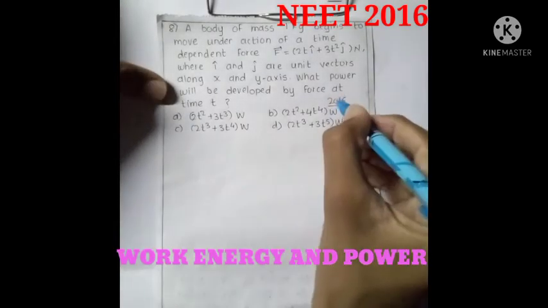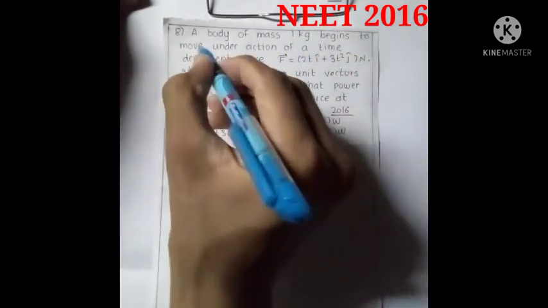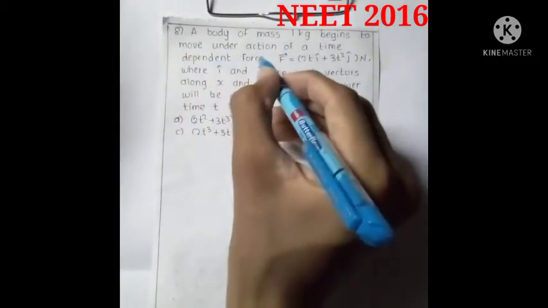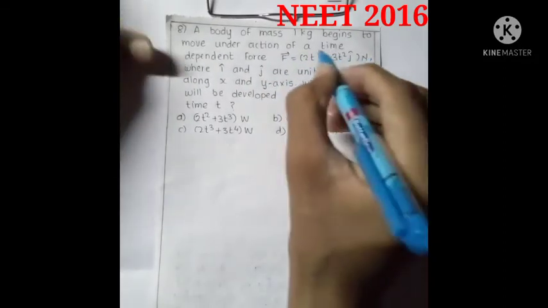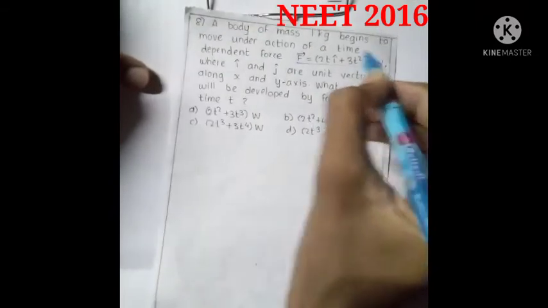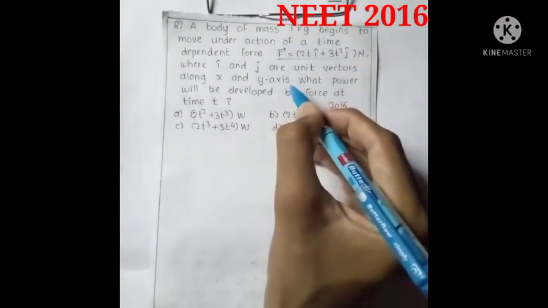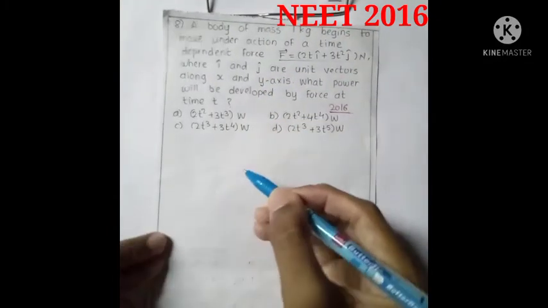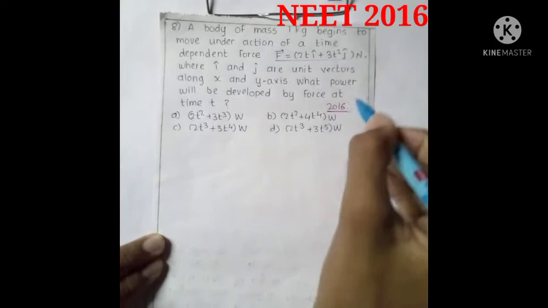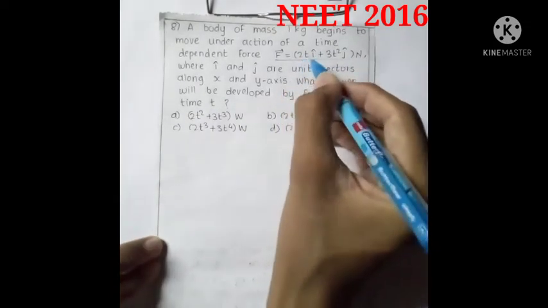Question is from NEET 2016. A body of mass 1 kg begins to move under action of a time-dependent force F = 2t i cap + 3t² j cap. We have given a variable force where i cap and j cap are unit vectors along x and y axis. What power will be developed by force at time t? So we have to calculate the power developed by the variable force as given.